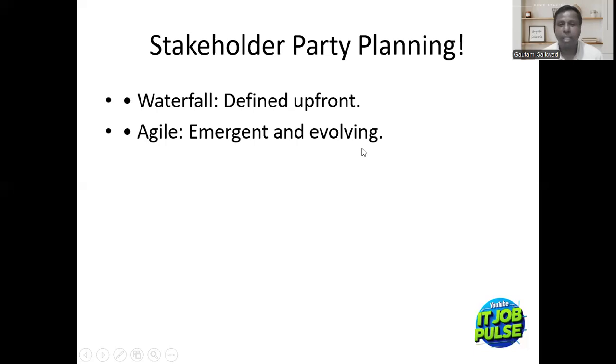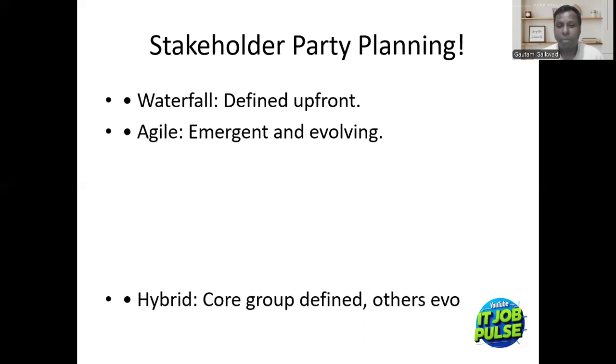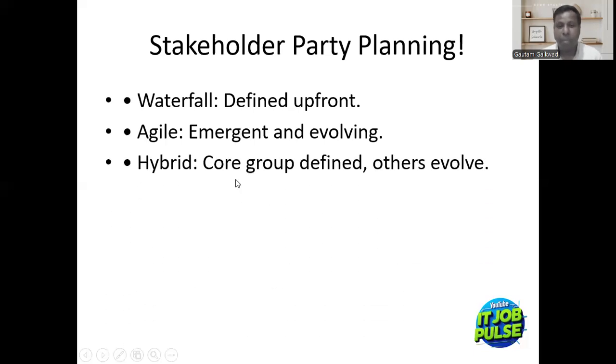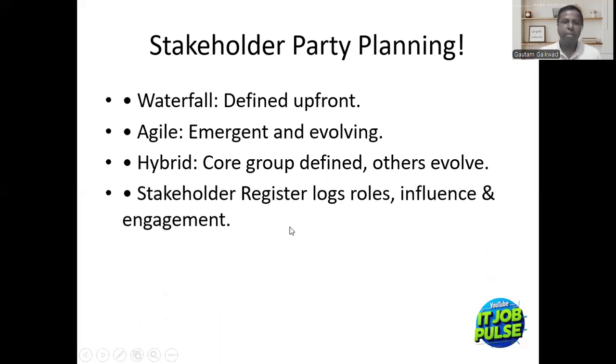So in agile, we don't plan too much. We plan, but not too much. We don't fix things. It is changing, it is evolving as per the customer needs. Hybrid, core group defined, others evolve. They are certain about a few things, a few roles, and if required, there will be some changes made in hybrid methodology.